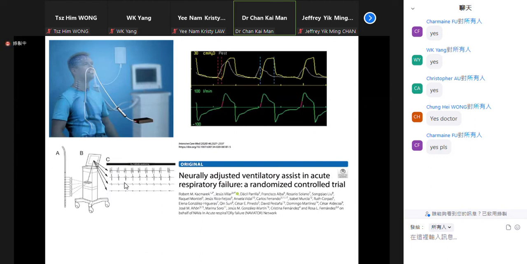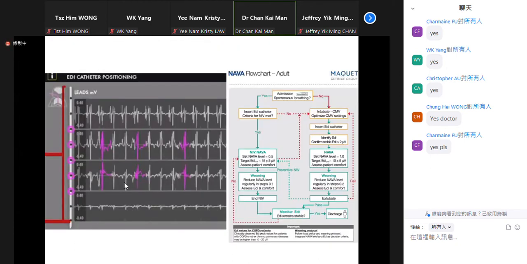So neurally adjusted ventilator assist has been shown to reduce durations of mechanical ventilation, increase ventilator-free days, and possibly length of stay in certain subgroups of patients. So this is just to show you how the machines work.